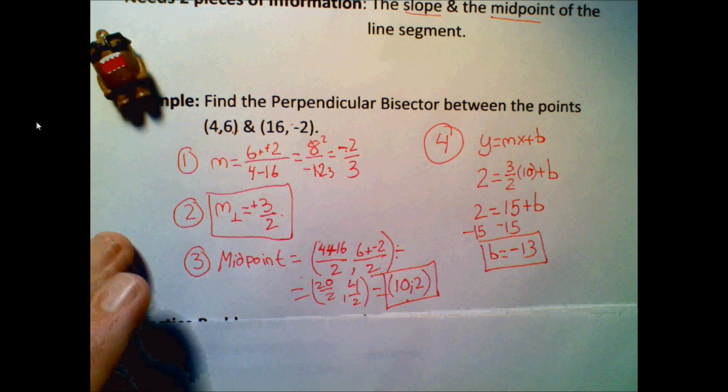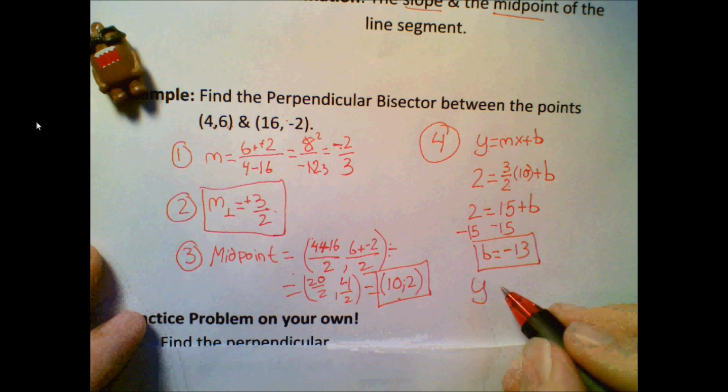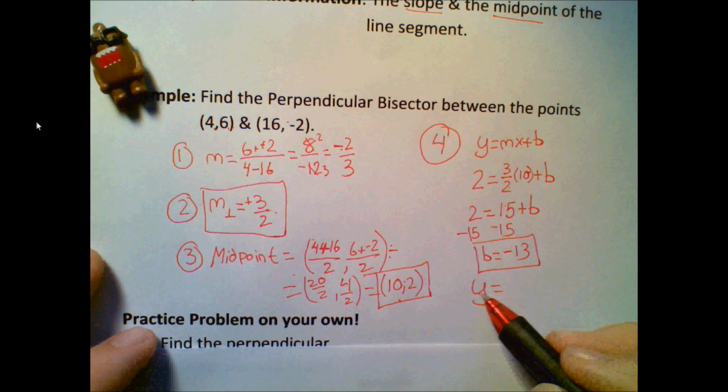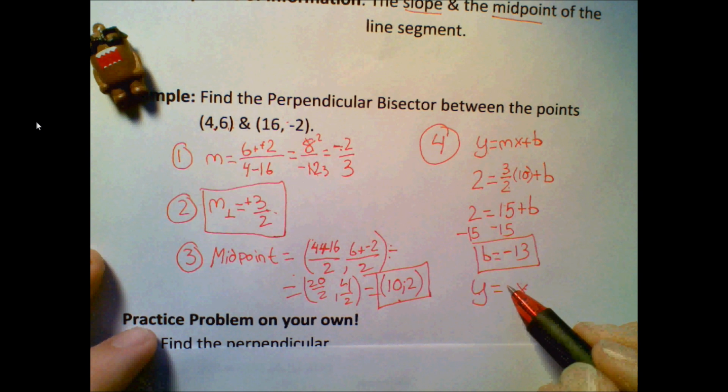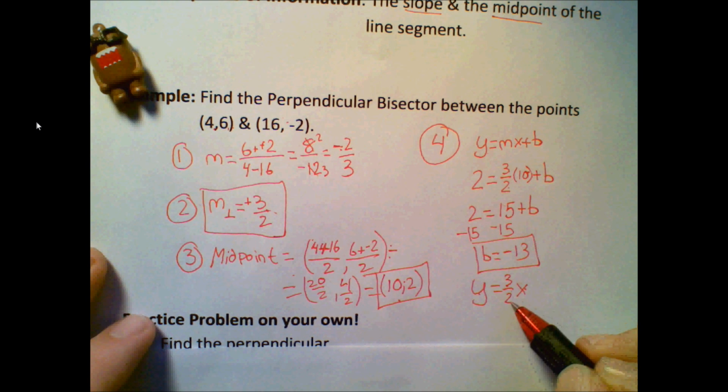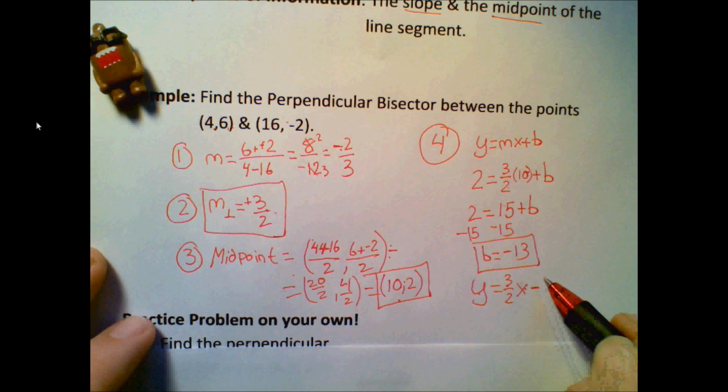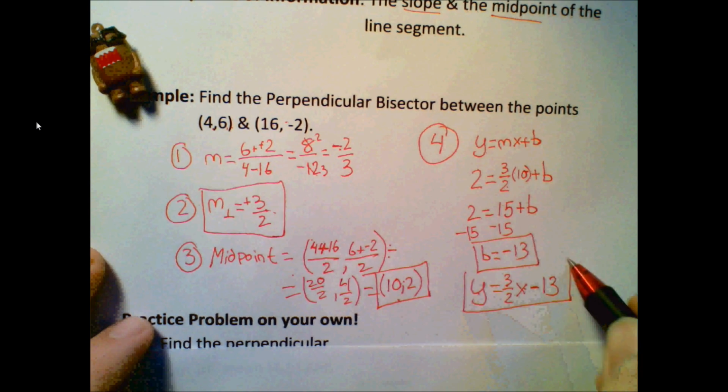Okay. Now, the equation of our perpendicular bisector. Remember, leave y and x alone. The slope, which is 3 over 2, and the y-intercept, which is negative 13. And that is our final equation.